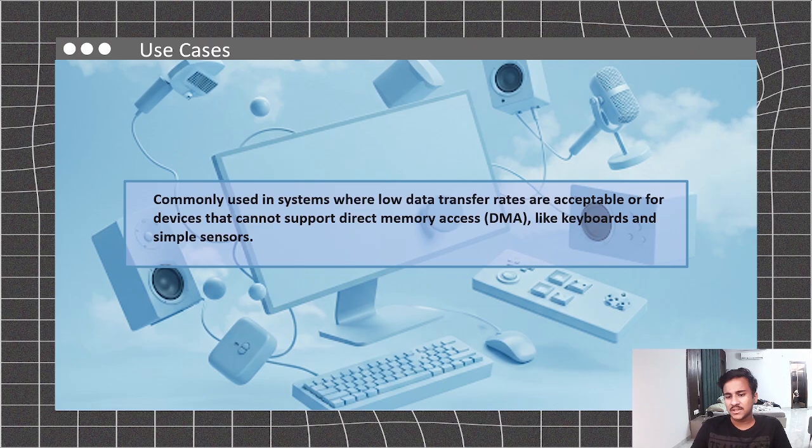Despite its inefficiencies, programmed I/O remains useful for small or infrequent transfers, like reading a keyboard or simple sensor, where the overhead of more complex hardware isn't justified and data rates are low.